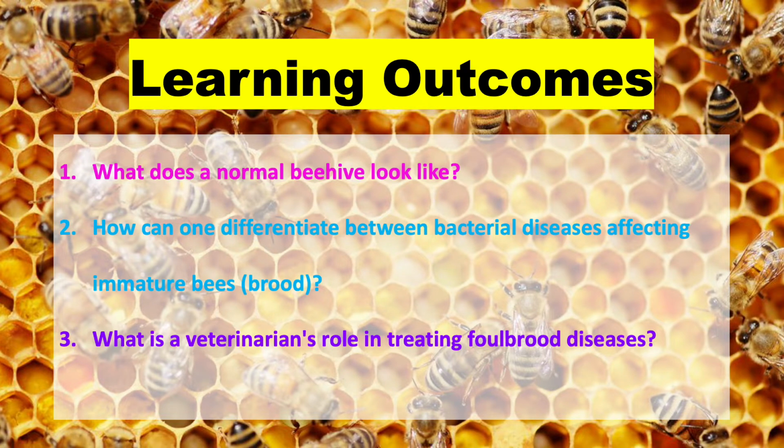The learning outcomes for this lecture are for you to understand what a normal beehive looks like, and then for you to be able to identify the differences between bacterial diseases that affect immature bees, or what we refer to as the brood. And last, for you to understand what your role is with beekeepers for treating foulbrood diseases.